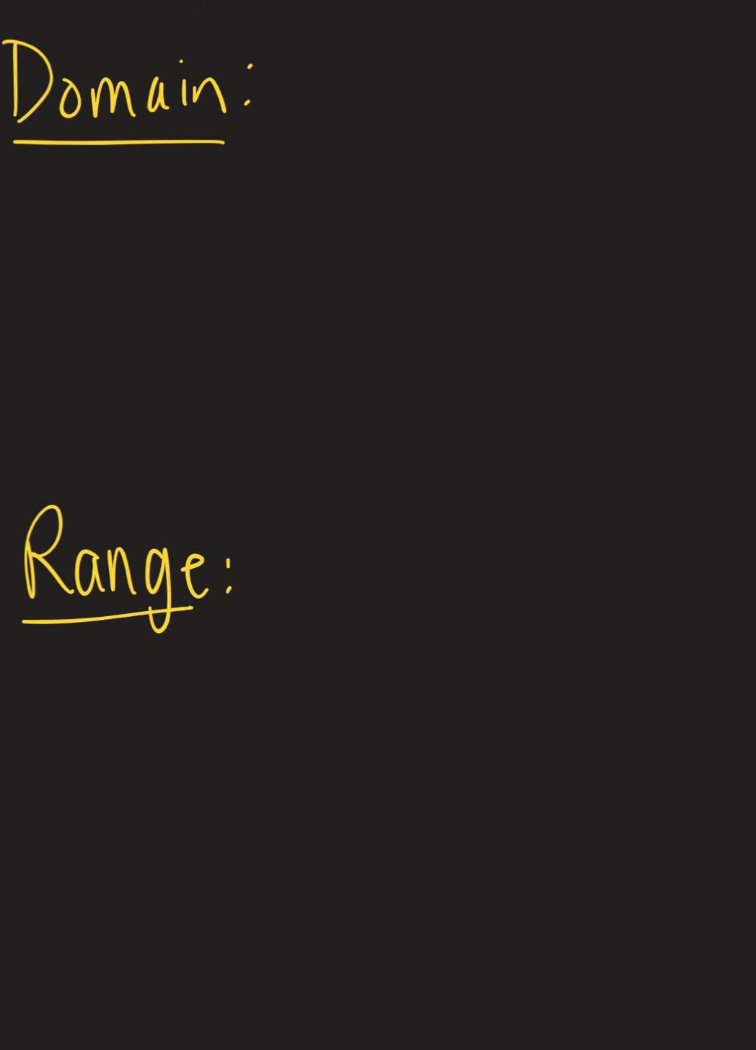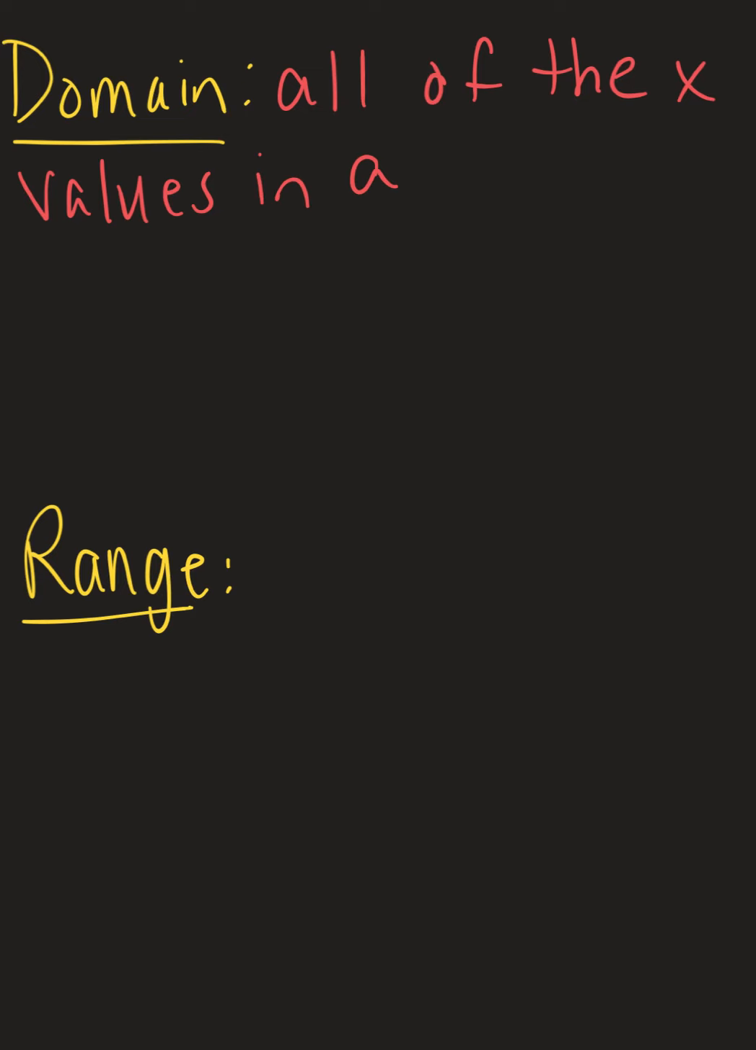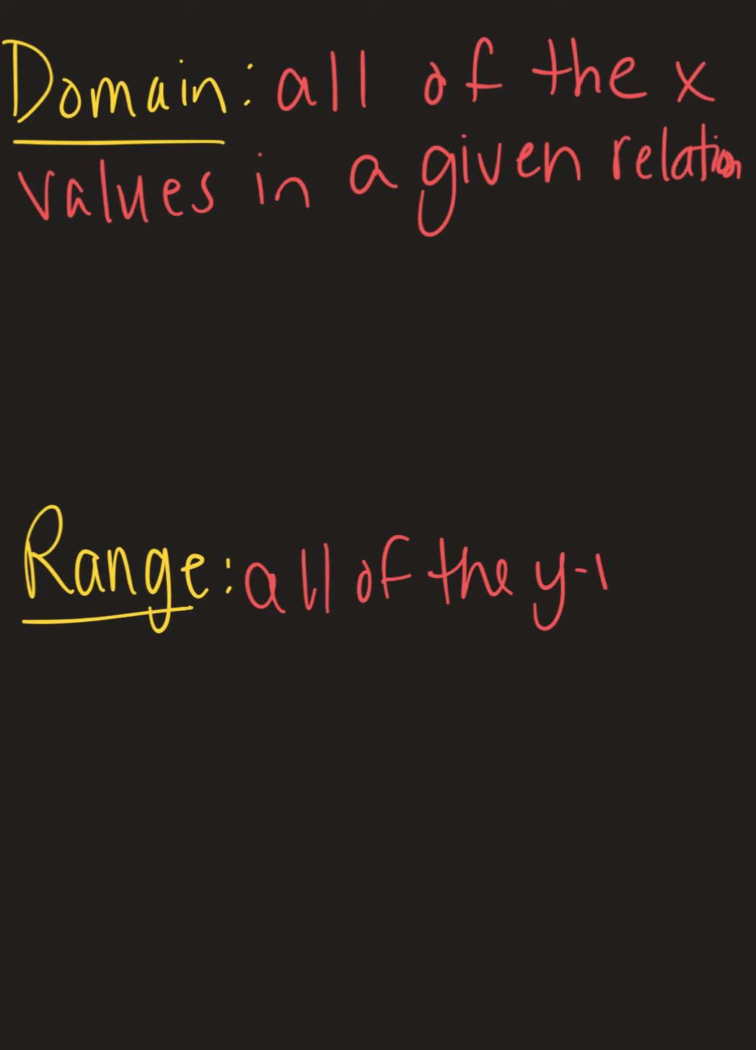Now, domain and range are going to help us to classify and organize some of our relation information. So, a domain is all of the x values in a given relation. Okay. A range is all of the y values in a given relation.